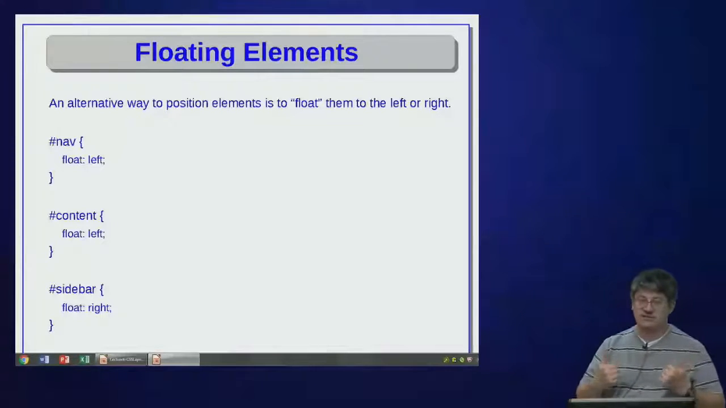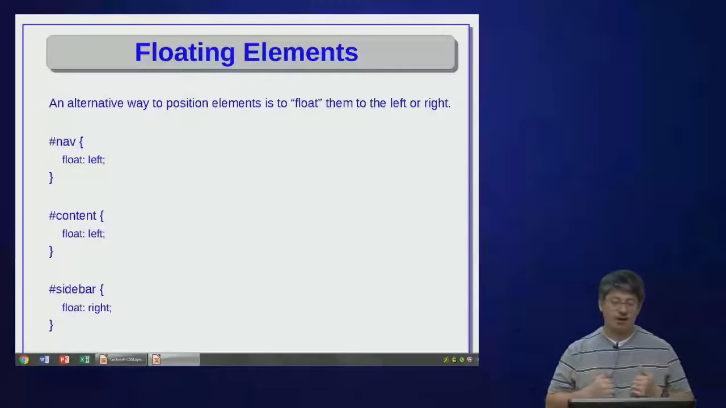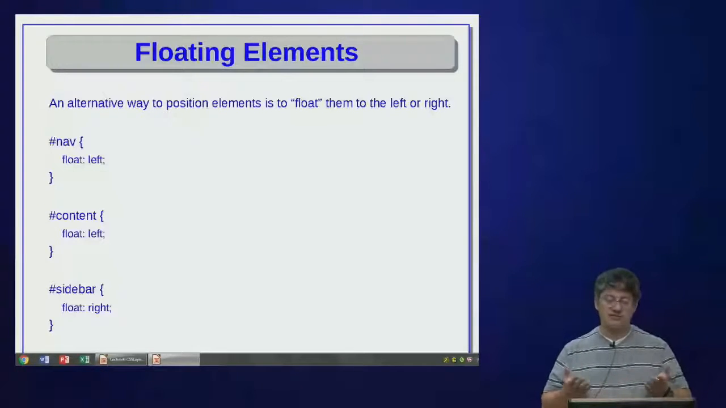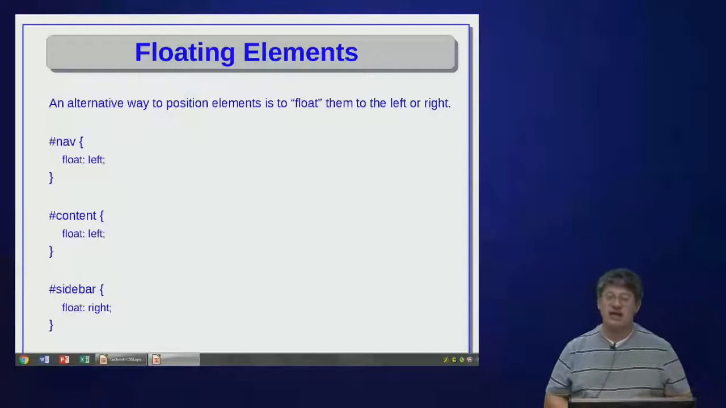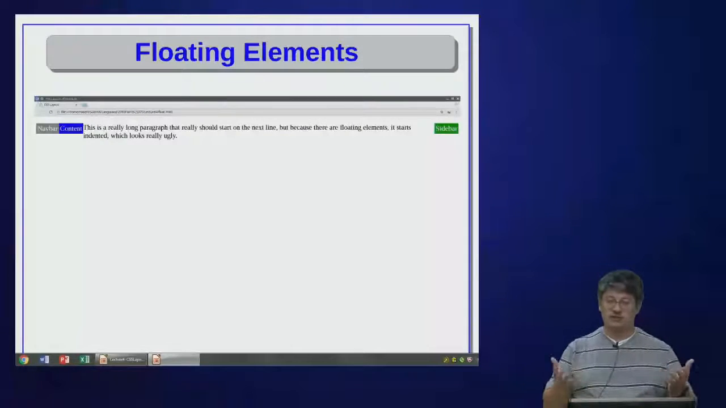So here, in this example, suppose I have a nav bar with ID nav. I float it to the left. I also have some content in my document. I float that to the left so it'll appear next to the nav bar. I have a sidebar, maybe it's an advertisement, and I'm going to float that to the right side of my document. That might look like this.